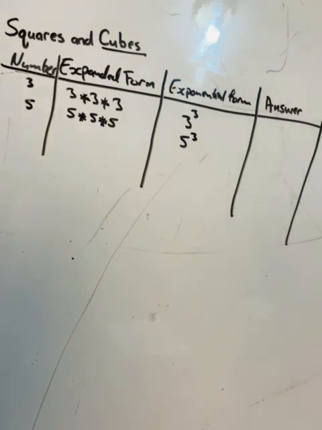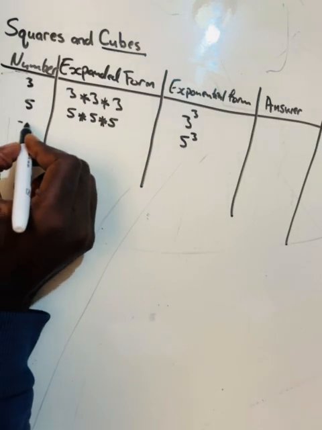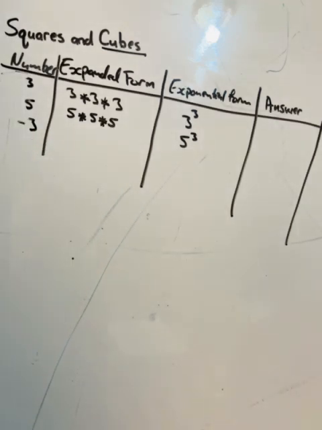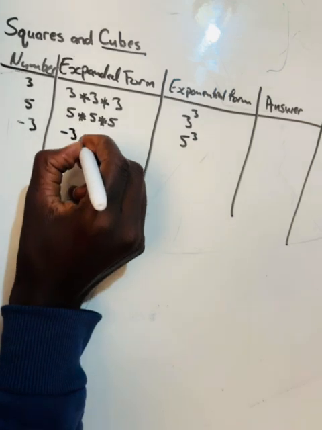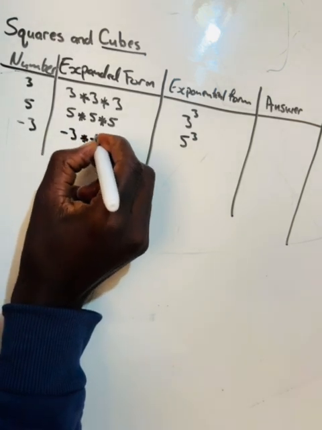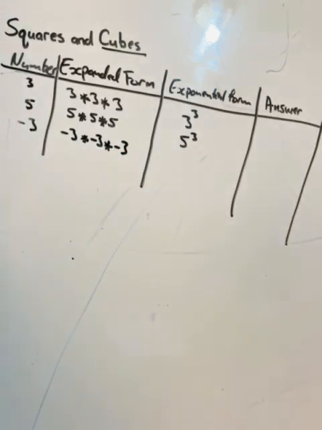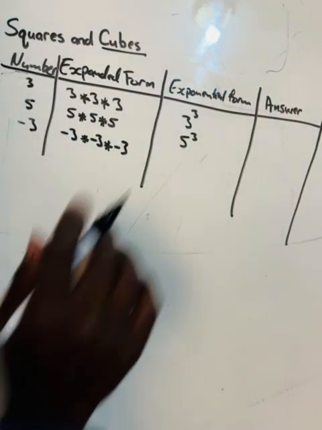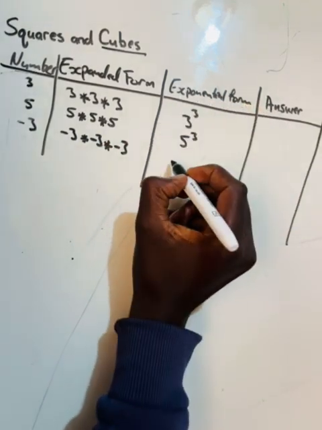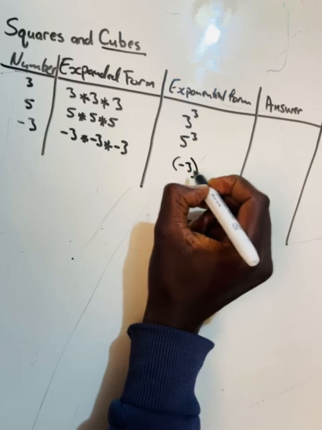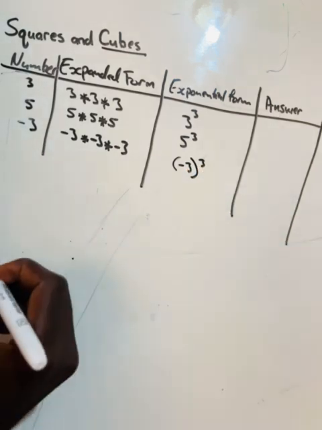Then, let's explore the negative numbers. So, we are going to have to use number -3. What does that mean in expanded form? It means -3 multiplied by -3 multiplied by -3. In exponential form, I'm sorry, we now say we've got a -3, close bracket, to the power 3.